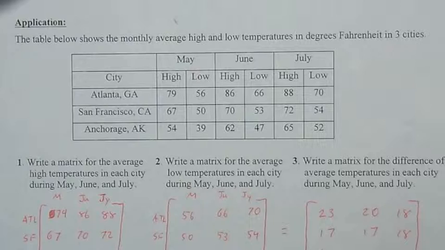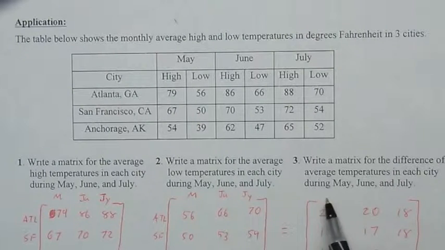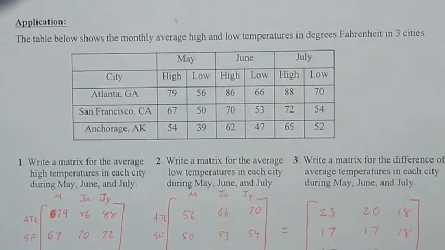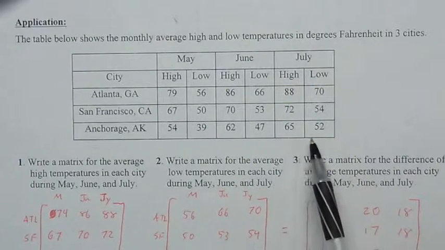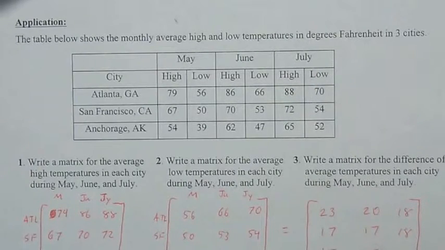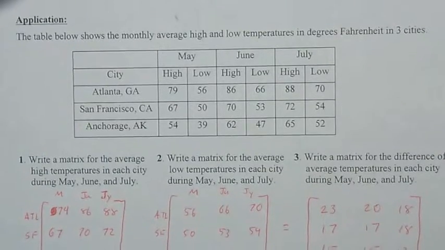If I ask which city and month has the greatest fluctuation of temperatures, we can say Atlanta has the biggest swing in temperature in the month of May. Which one has the least fluctuation? We can say Anchorage has the least amount of fluctuation in temperature in the month of July, an average of 13. I hope this was helpful.